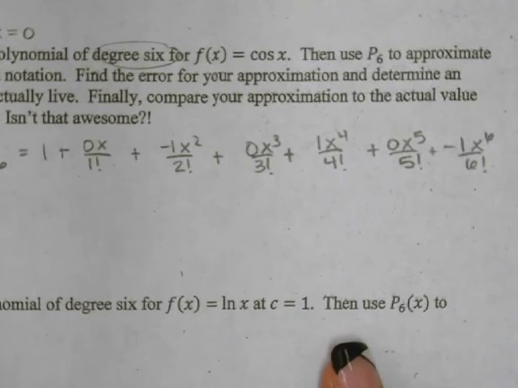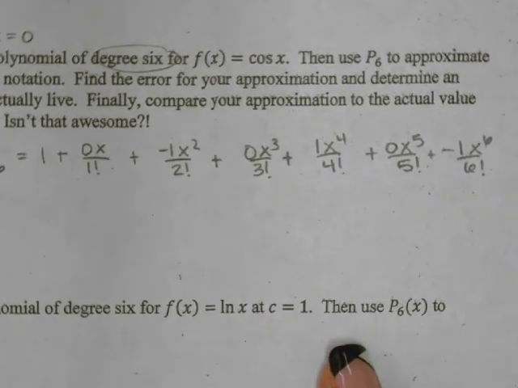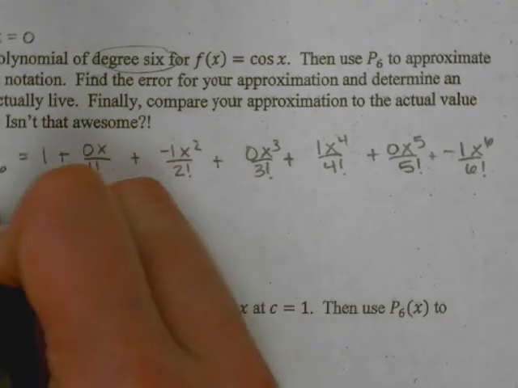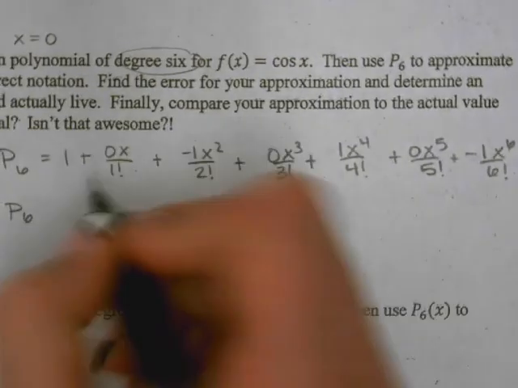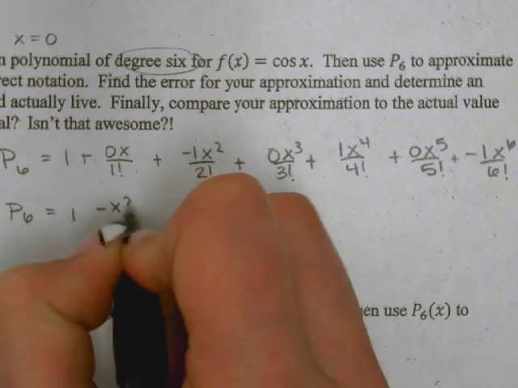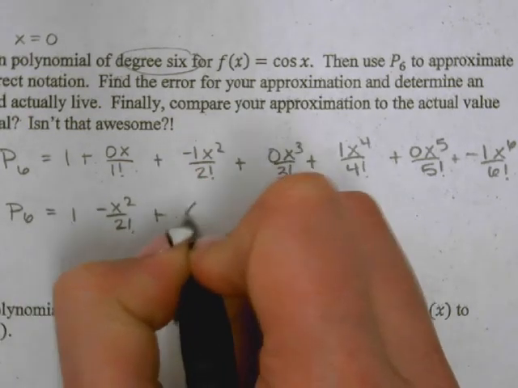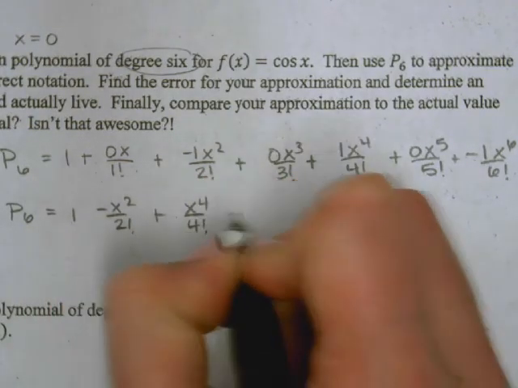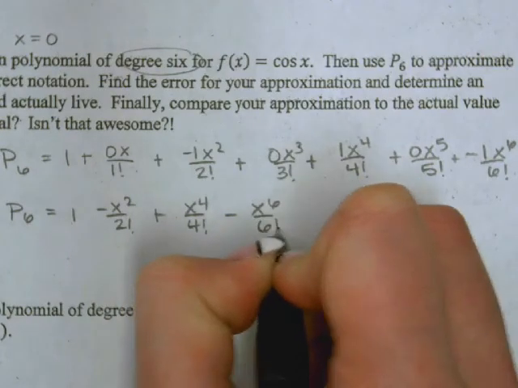okay, so there is our 6th degree MacLaurin series right there. And so what we really have here is 1 minus x squared over 2 plus x to the 4th over 4 factorial minus x to the 6th over 6 factorial.